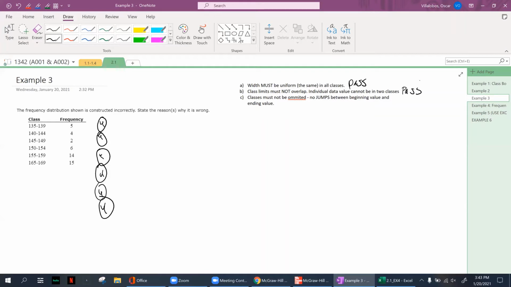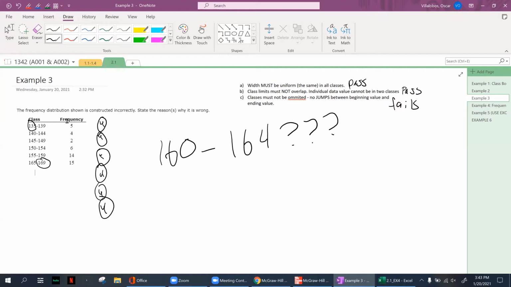But what is one thing we did notice? Information was omitted. What happened to 160 through 164? We need to take that data into consideration as well. So I already know that it fails the omission test. Everything must be included between 135 through 169. So remember, if it fails one, then it fails the whole thing.